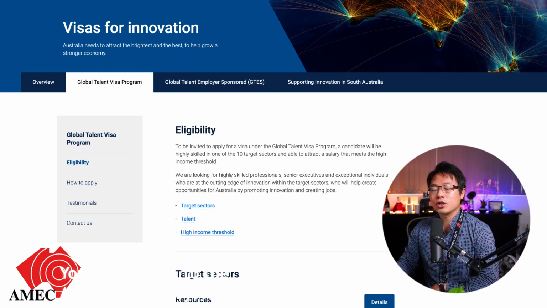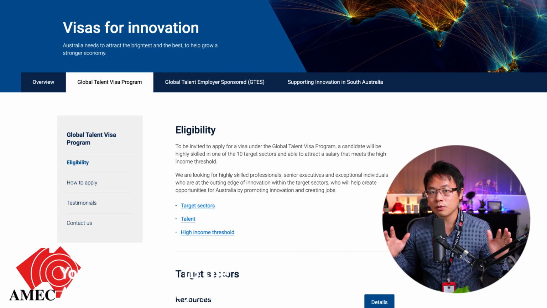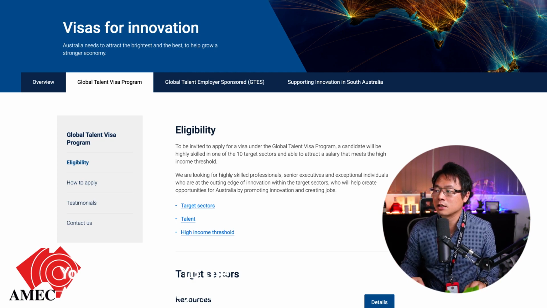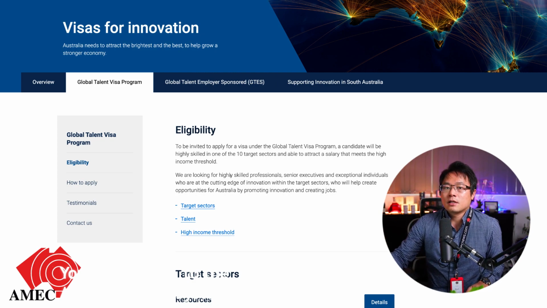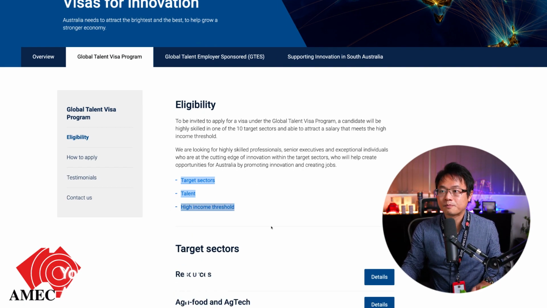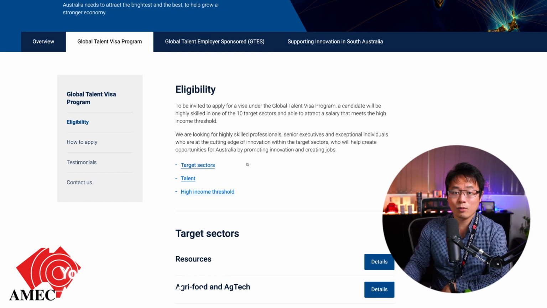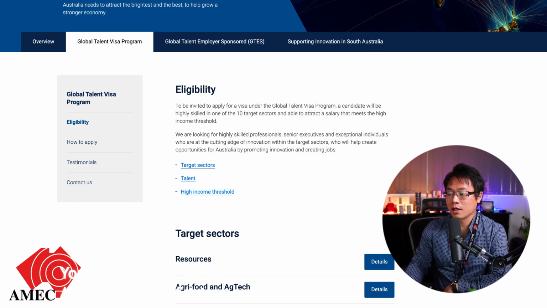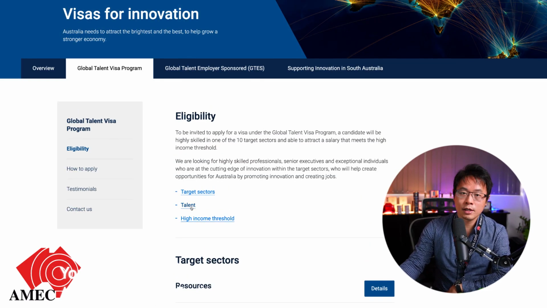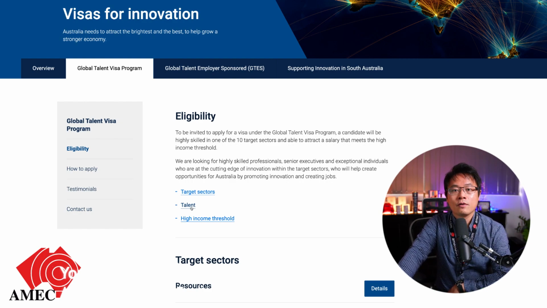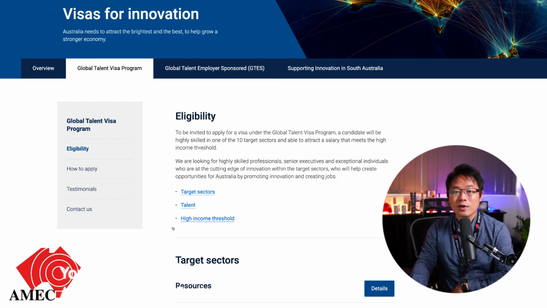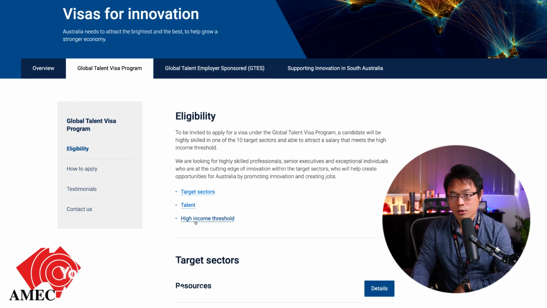Now, for GTI, the concept is simple, but obviously the visa is complex. That's why there are so many topics and industries that I have gone into detailed explanations on. But the actual concept is very straightforward. You need to meet these three requirements: you've got to be in one of the target sectors, which we're going to cover, the circular economy today, and you've got to have the talent. There's a way to define your talent, and I have some detailed video explanation on that too. And you've got to be able to attract, and perhaps already be earning, a high income threshold, which we're going to talk about in a second.